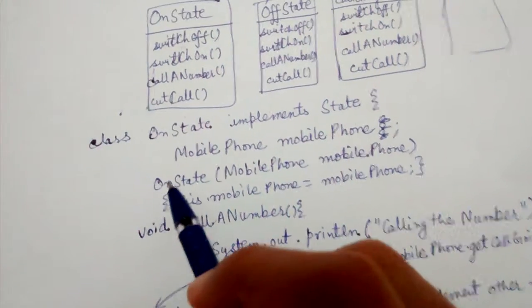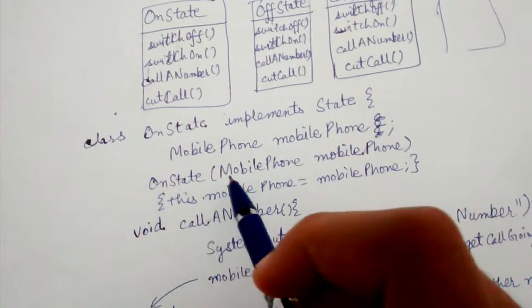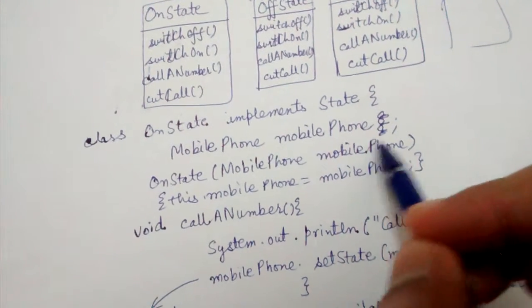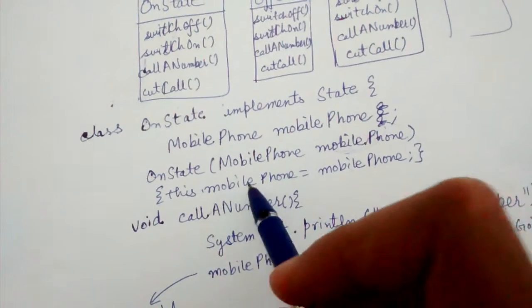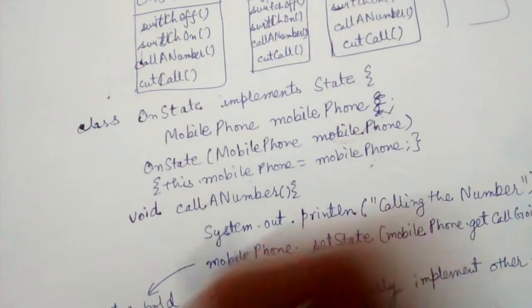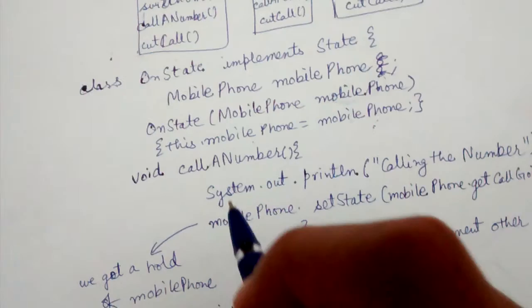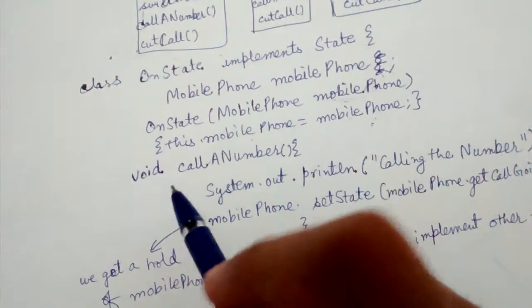So we are coming at it. Let's look at its constructor. It's just expecting a mobile phone object. It's initializing its reference to hold that mobile phone object, referring to that mobile phone object.